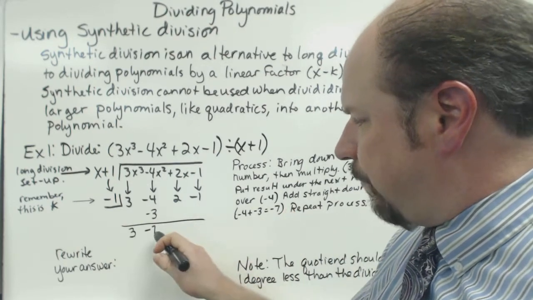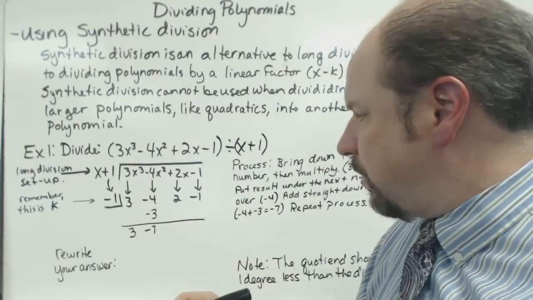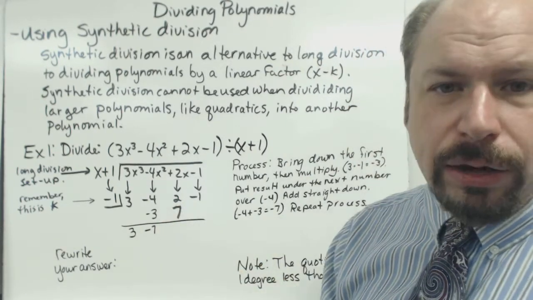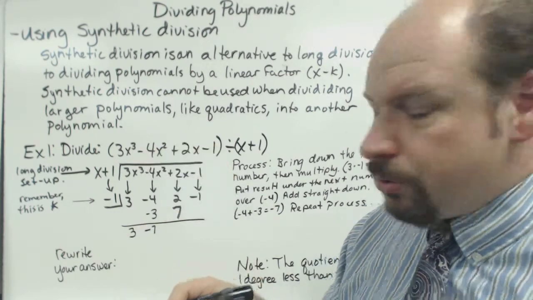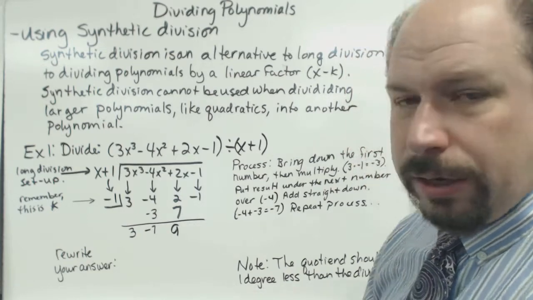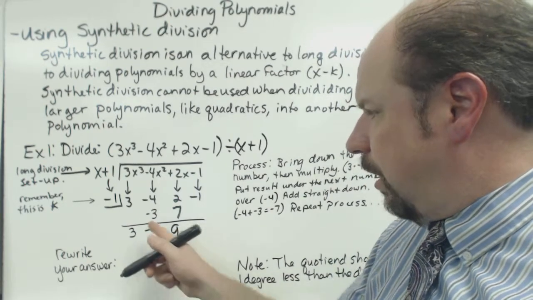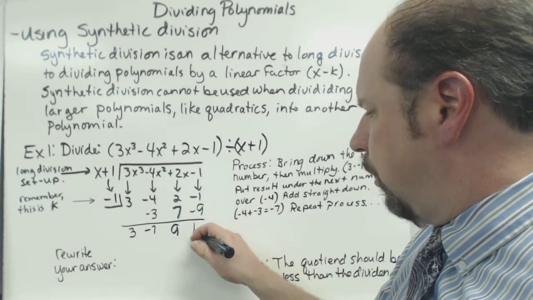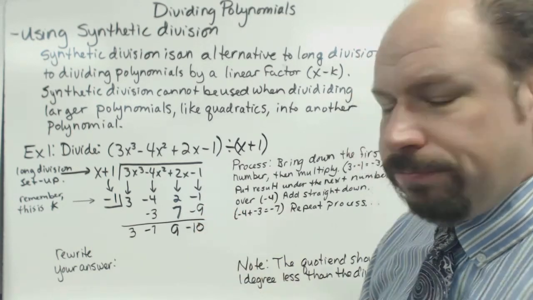So negative 7 times negative 1 is positive 7. We write that under the next column here. And once again, once we do that, we add straight down. So 2 plus 7 is 9. And now repeat the process again. 9 times negative 1 is negative 9, and we are going to add, and we get negative 10.